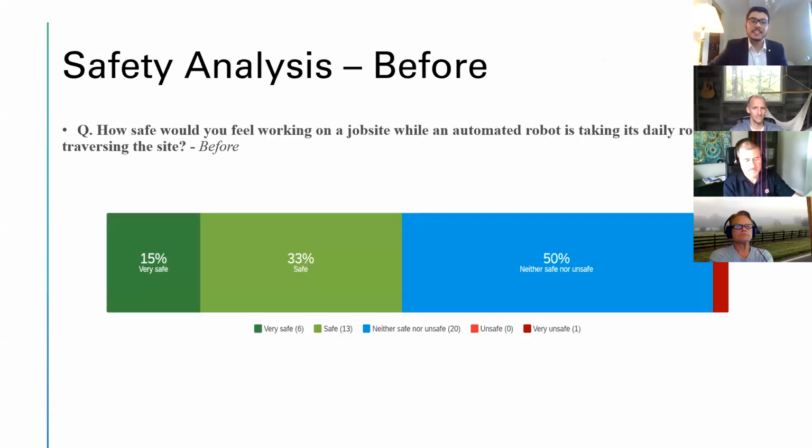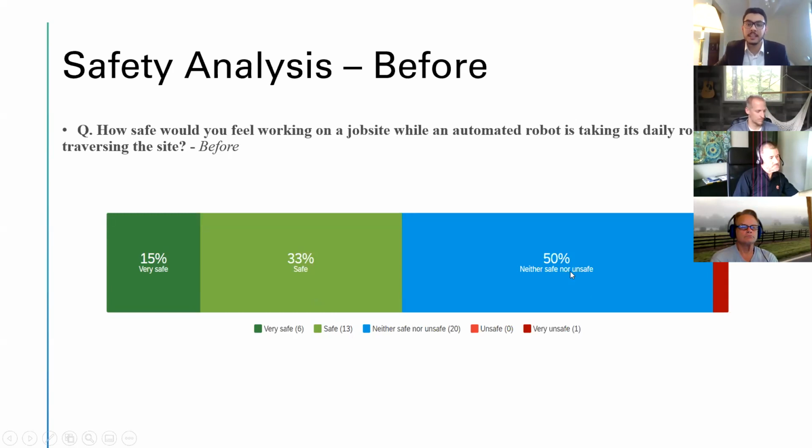Talking about the safety analysis, this is the before chart of how safe would you feel working on a job site while an automated robot is taking its daily route traversing the site. So before watching the video, this is what people said. 15% said we'll be very, very safe. That is 6 people. 33% said that they'd just be safe, 13 people.